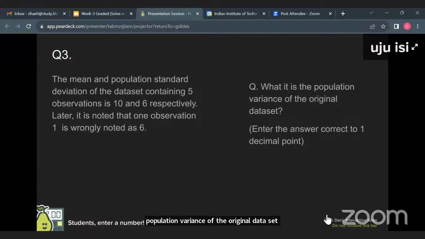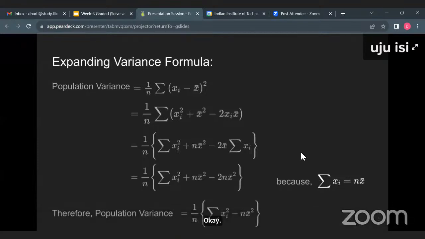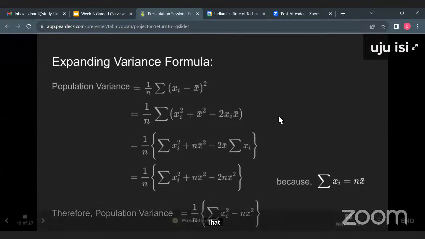I have a doubt on that question. Ma'am, in the population variance formula we have studied, it is 1 by n summation of (xi minus x mean) whole square. So both are same, na ma'am? It is the same only, because we have derived the new formula from this only. When we derive something from the original, both are the same. It's not different. You can use either way, whatever you want to use.